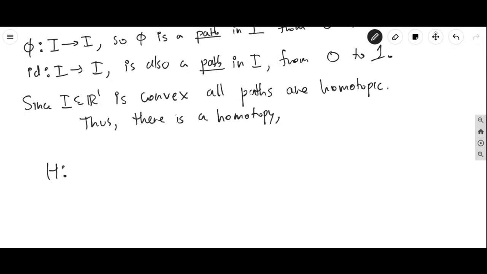So in a convex set, any two paths that begin and end at the same point are automatically homotopic. So there's some homotopy between them. So this is from I times I into I.